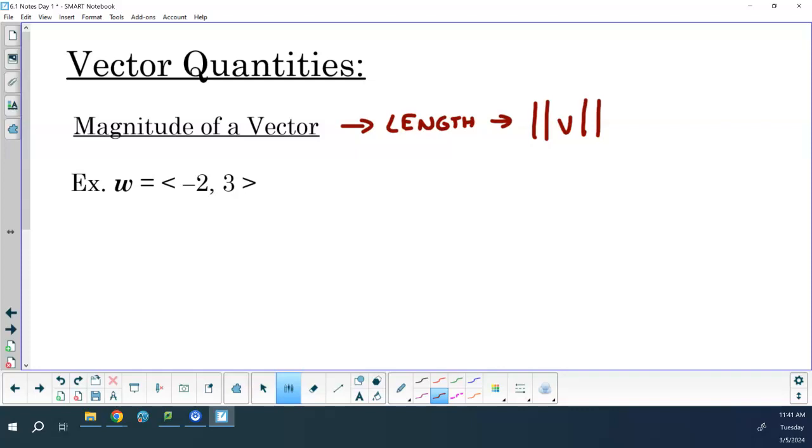So if your vector V is x comma y, because it's in the standard position, typically, meaning origin is the tail, x comma y is the point at the head, then the magnitude of V is going to be the square root of x squared plus y squared. Okay? Because it's Pythagorean theorem.